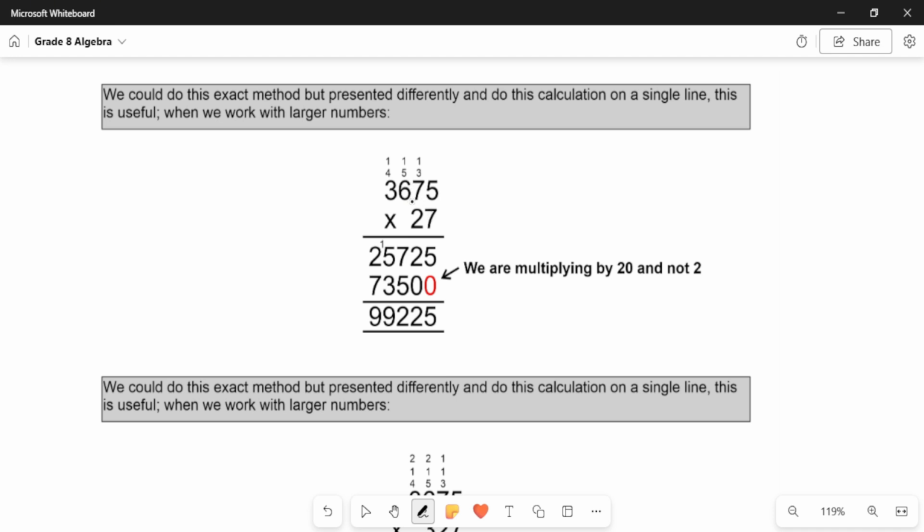7 times 6 is 42. 42 plus 5 is 47. The 7 will go into the hundreds column, but the 4 will go into the thousands column. If you understand what I'm saying, this 4 is actually the 4,000 that's going to go there, because when you say 7 times 600, that is 4,200. 4,200 plus the 500 gives you 4,700. And so the 700 will go in the hundreds column, and the 4,000 will go into the thousands column.